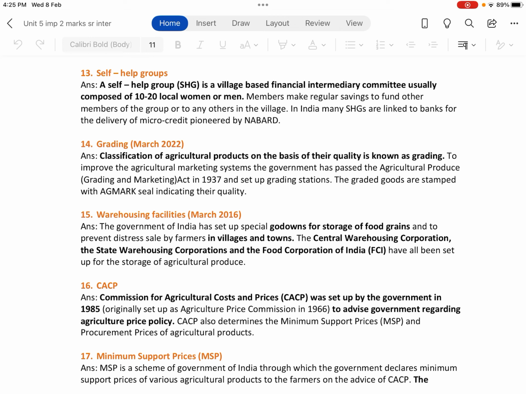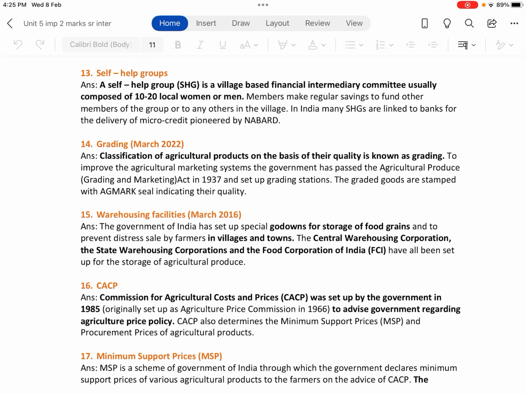The main reason for grading or separating the agricultural produce is that the graded products will get better prices. Okay, otherwise there will be a mixture of inferior quality and superior quality. So the graded products are given the AGMARK symbol, and those products will fetch better prices in the market.